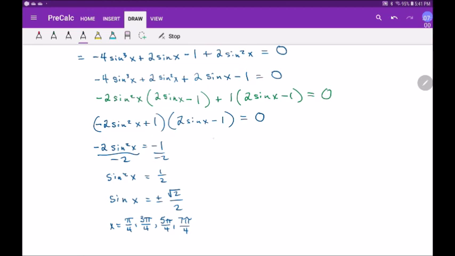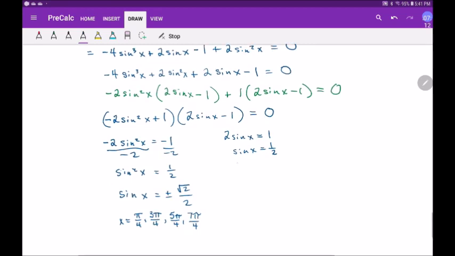And then I also have 2 sine x is equal to 1. Move the 1 over. And now I have sine x is equal to 1/2. And it's a positive 1/2, and there's no squared business going on here, so I'm going to say that x is equal to pi over 6, because that's 30 degrees, and also 5 pi over 6, because quadrant 2, it's also positive.